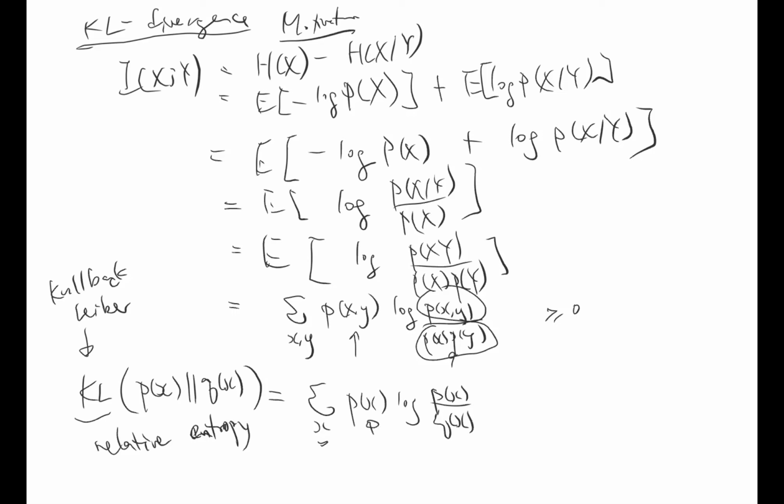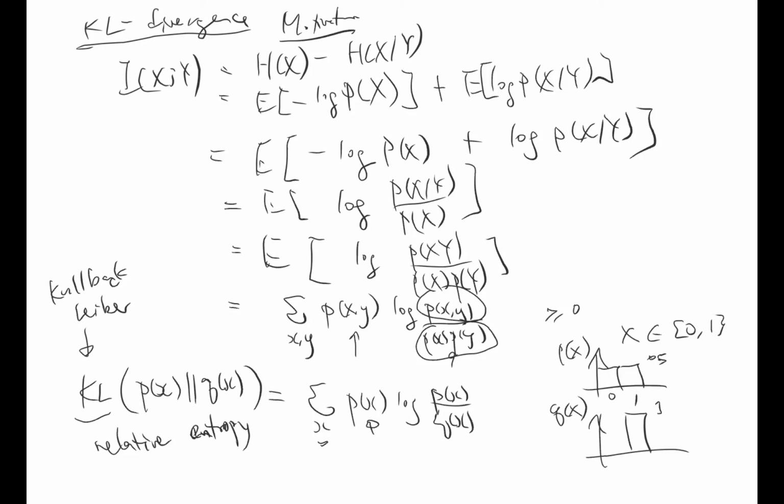This is a distribution. Let me give an example. Maybe x is just binary, a 0 or 1, so there are basically two distributions here. Let's say I have p(x) be uniform, so both 0 and 1 are the same, each 0.5. And q(x) is a delta function: 1 has probability 1, and 0 has probability 0.